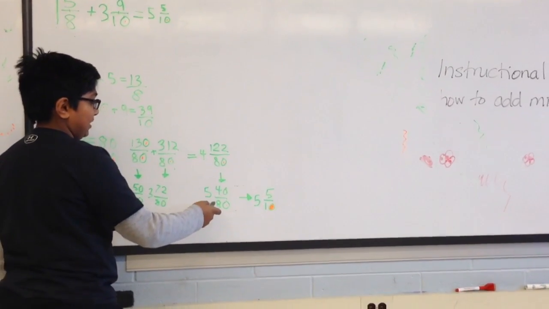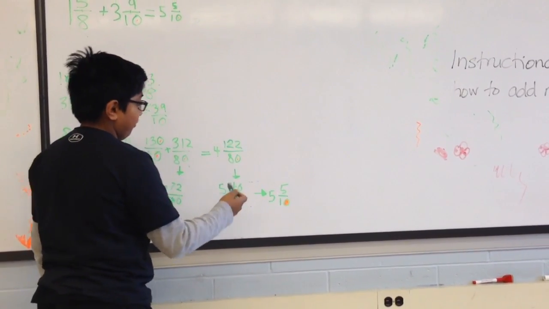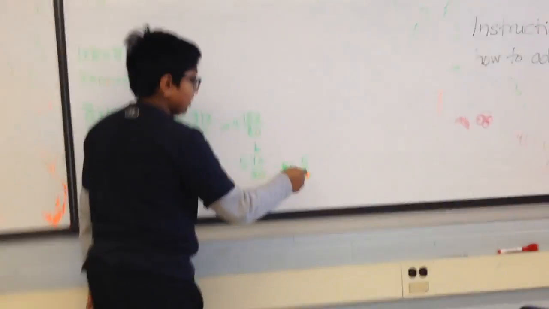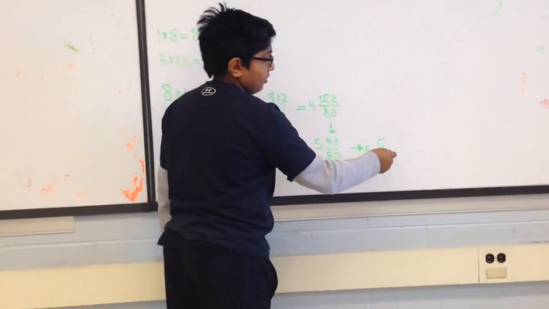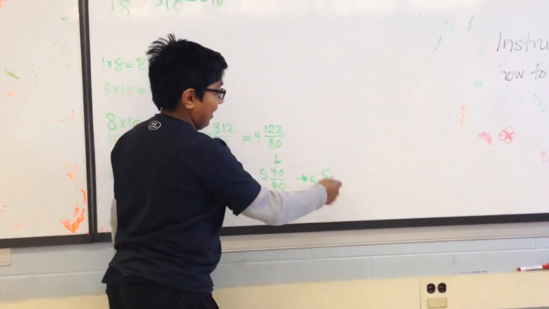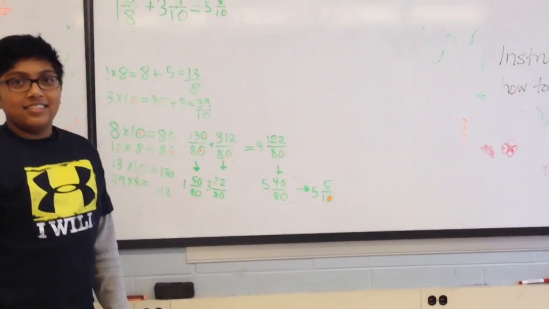So the simplest fraction for 5 wholes, 42 over 80 is 5 wholes, 21 over 40.